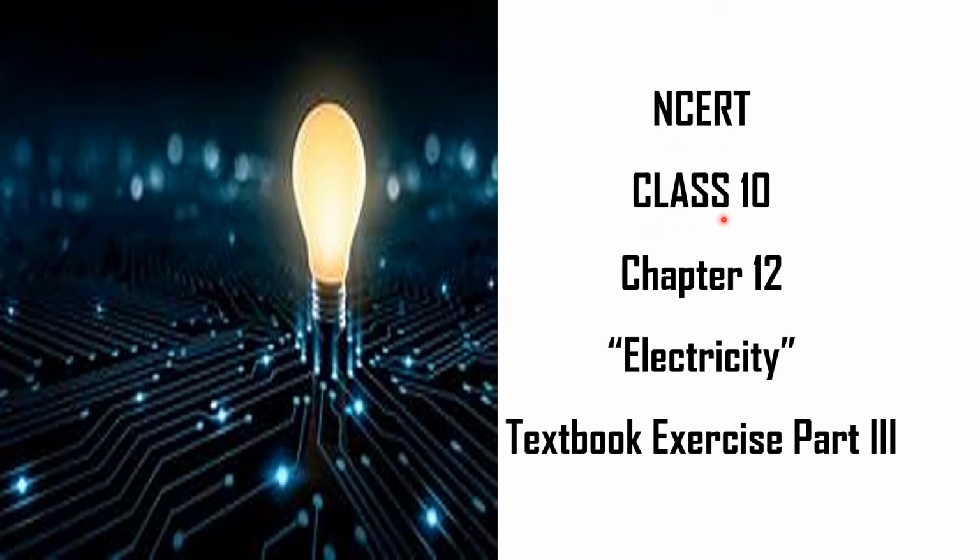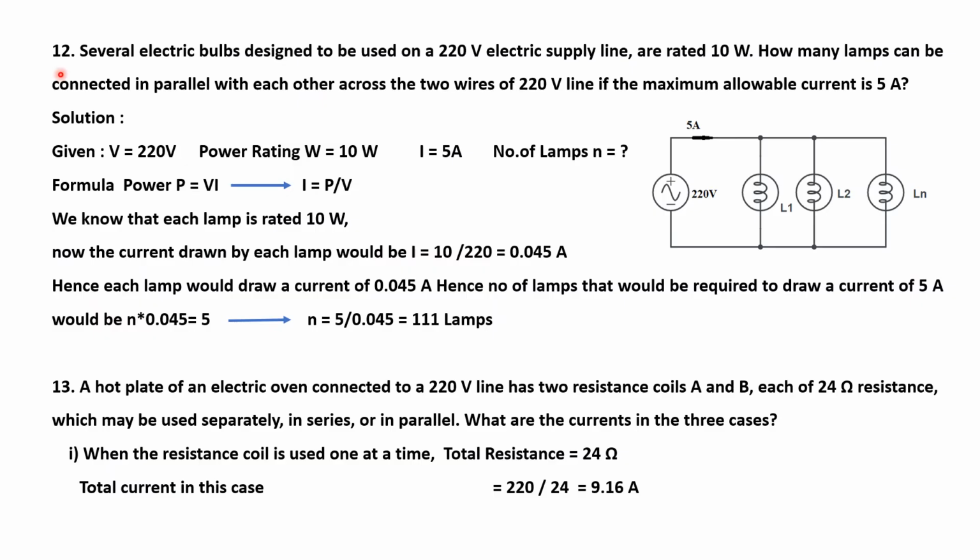NCERT Class 10 Chapter 12 Electricity Textbook Exercise Part 3. Question number 12. Several electric bulbs designed to be used on a 220-volt electric supply line are rated 10 watts.